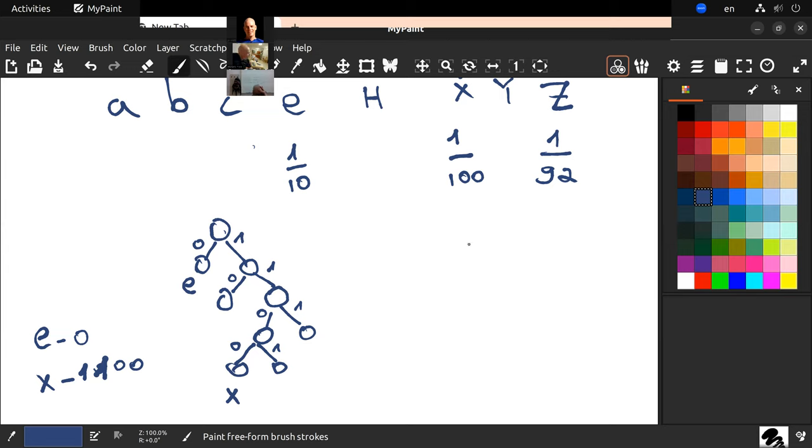If I have a code for AA and AB, like 26 by 26 pairs, and I choose a Huffman code for the pair, it will be a much, much better one. You understand why?